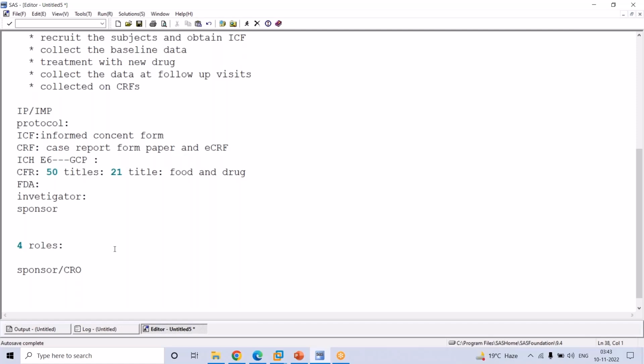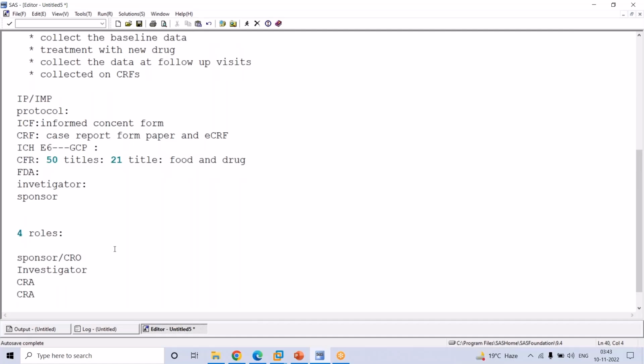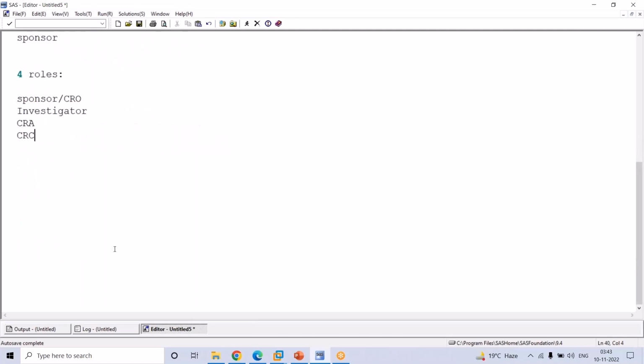So sponsor, investigator, principal investigator, CRA, CRC, study coordinator. Clinical research coordinator is also called study coordinator. CRA is also called monitor, clinical monitor. Clinical research associate is also called monitor. Okay. So these are the 4 roles.